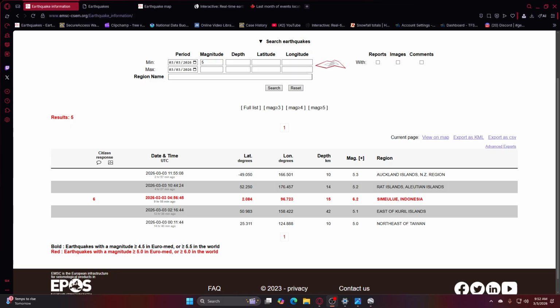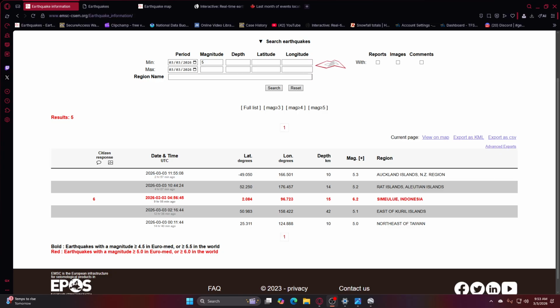Today is 3/3/2026. The time is roughly 9:52 a.m. Eastern Standard Time here in the United States. I have y'all looking at EMSC, and these are the 5.0 and greater earthquakes for today.